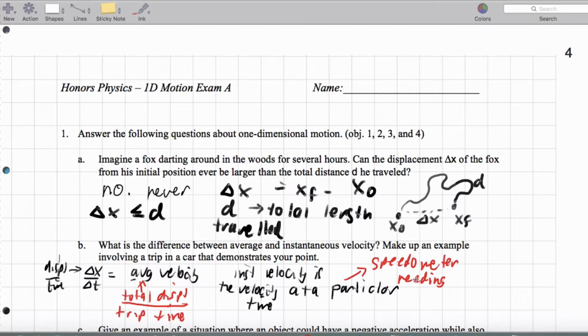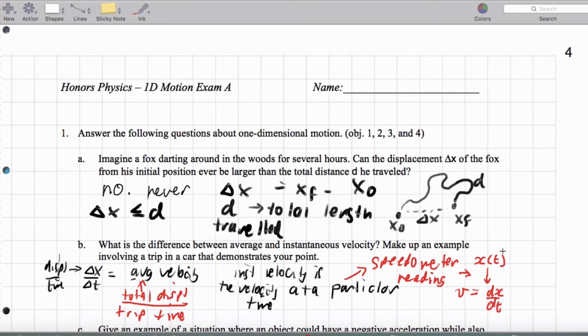Now we're going to tighten up our definition of instantaneous velocity to actually be, so if we have the position as a function of time, in AP Physics we're going to tighten up this definition that the velocity is the derivative of the position with respect to time.